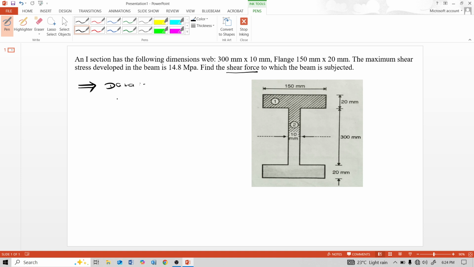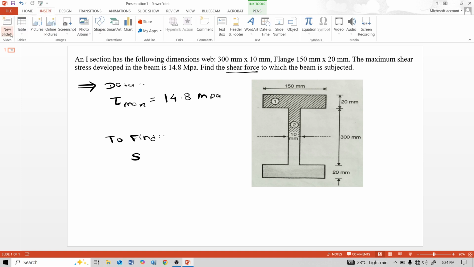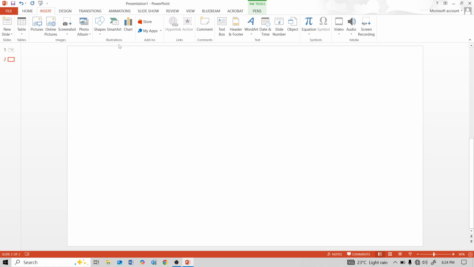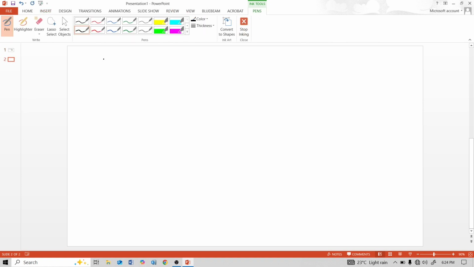Data: maximum shear stress, denoted as tau max, is 14.8 MPa. And the problem statement is to find shear force. First step is to find the position of neutral axis.